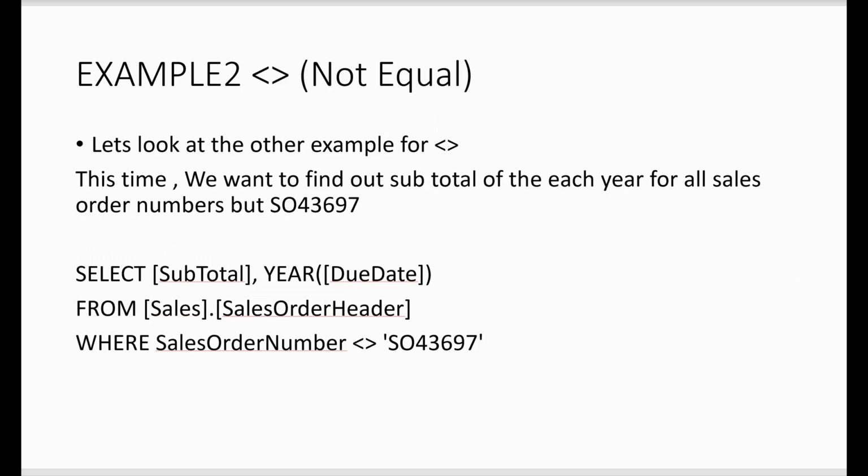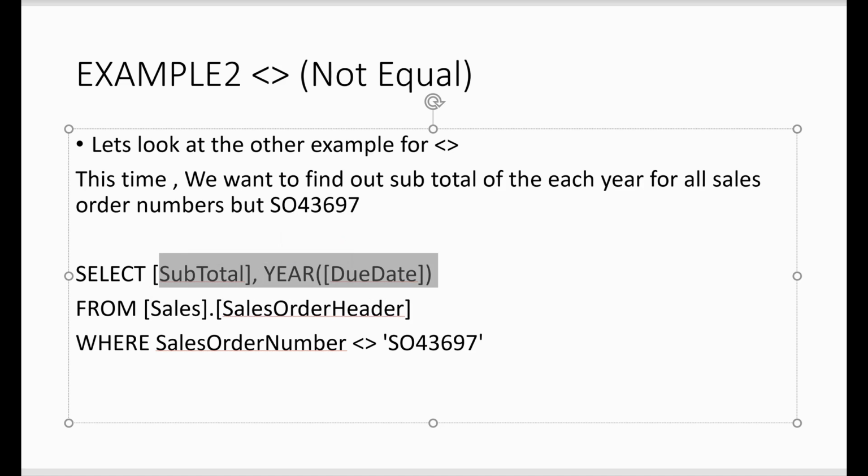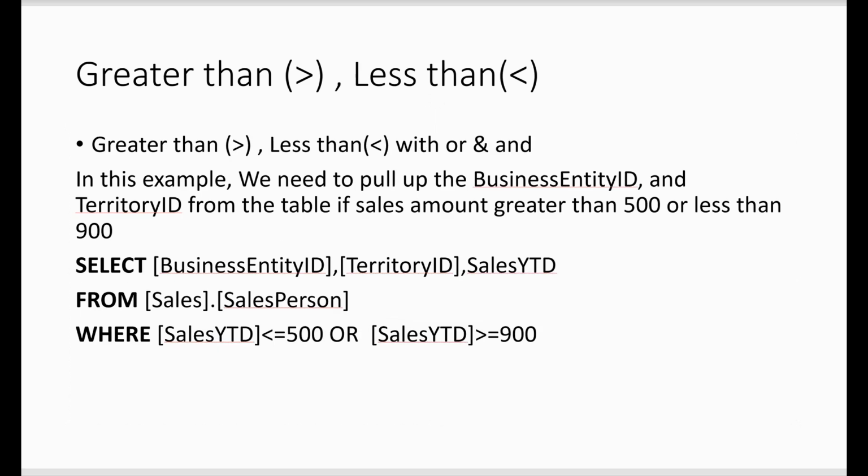Let's move on to the second example. We're going to use not equal for the same example. This time, we want to find out the subtotal of each year for all sales order numbers, but without this one. We're going to start with the select clause: subtotal, year from sales order header, which is our table and columns. We have to give a condition that sales order number is not equal to this number.